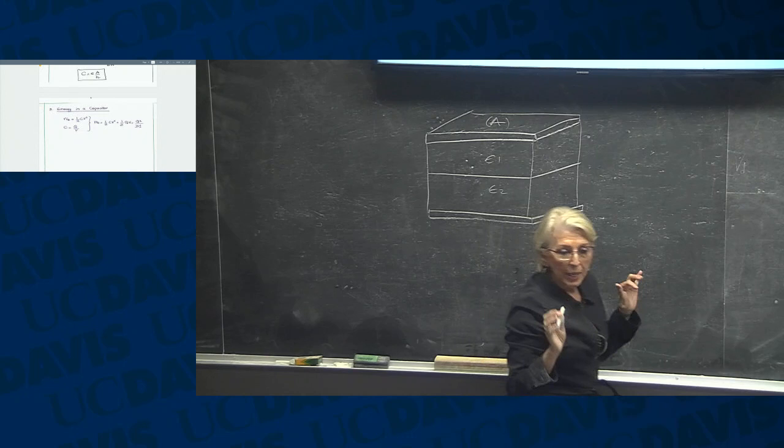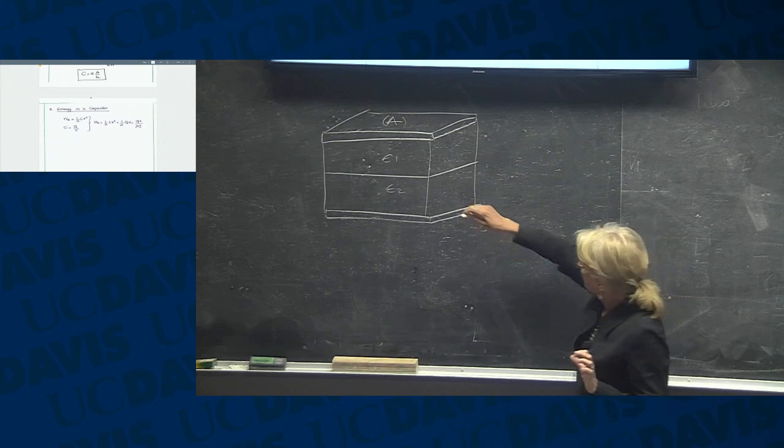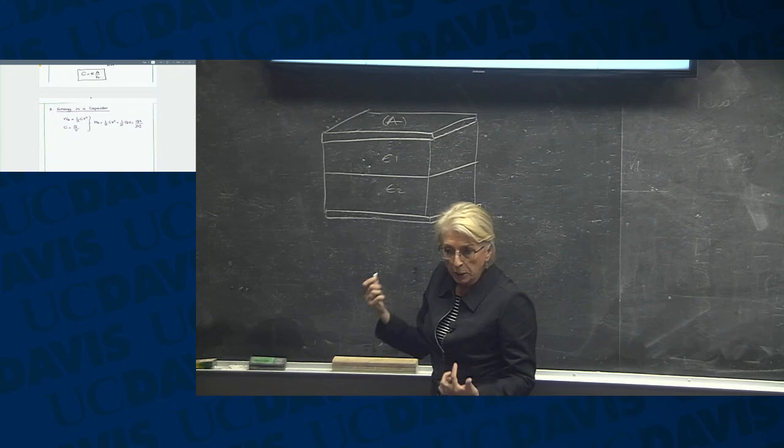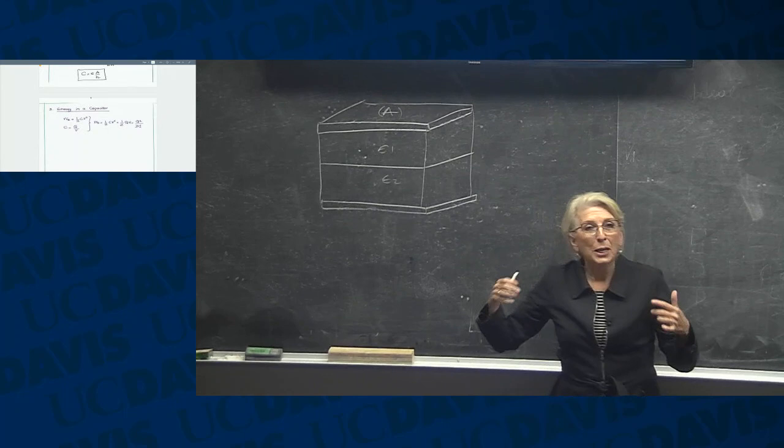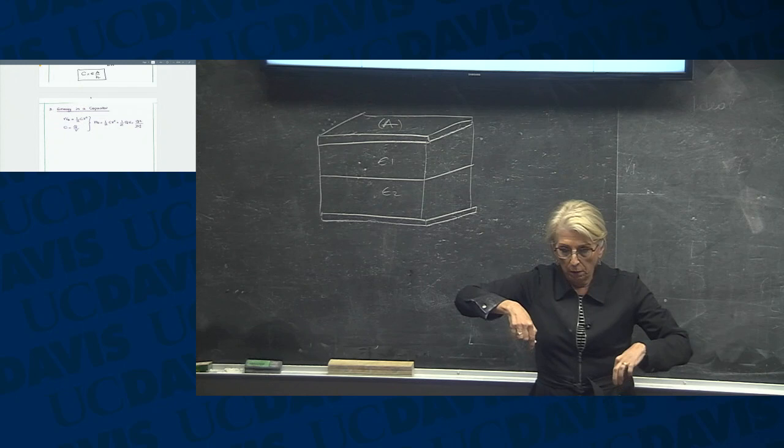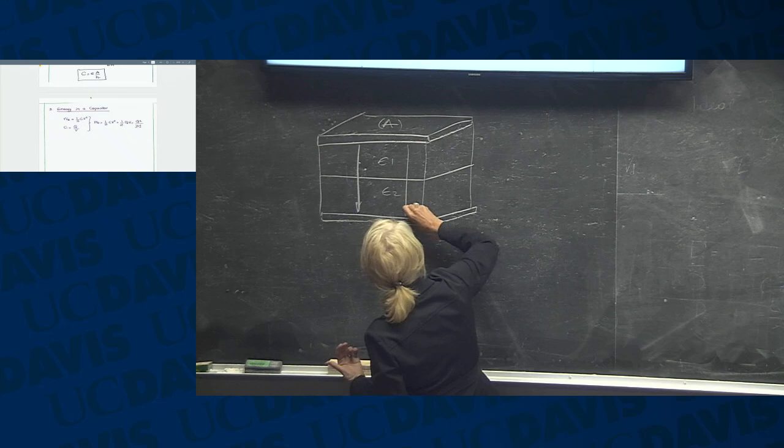What did we say last time? First of all, we said important things. This is a dielectric interface. We expect the tangential components to be equal. Are they going to be equal here? Yes, because there is only the normal component. There's no tangential component. So since the electric field goes like that, tangential components are zero, therefore equal.